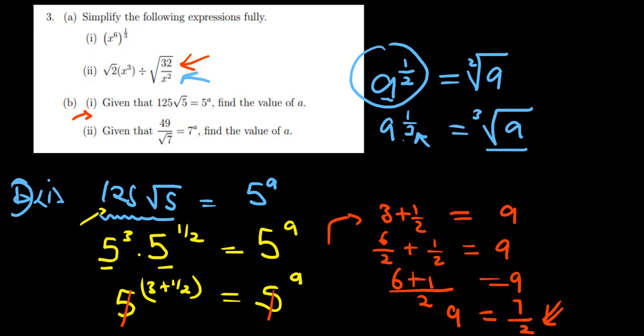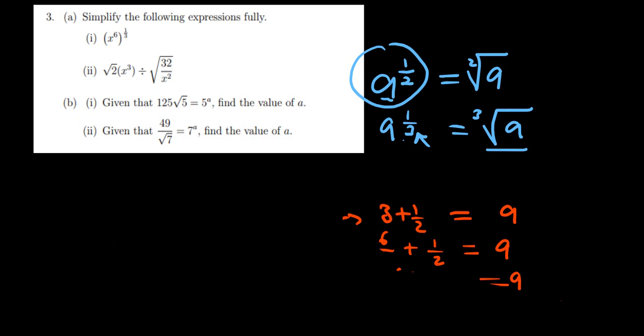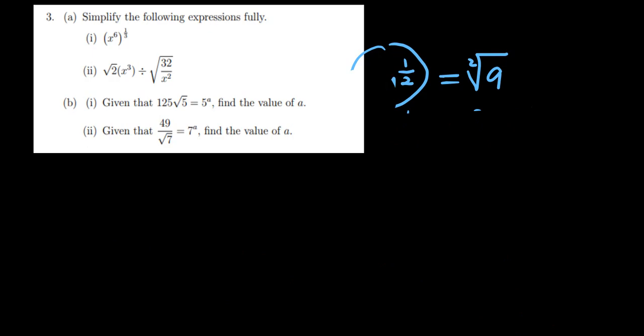Let's solve the last one. So the last one we are also using the surd laws and the indices. This is B2. So we have 49 divided by the root of 7 is equal to 7 to the power A. So this 49 we are going to express as 7 raised to a power. So that 49 is the same as 7 to the power what?